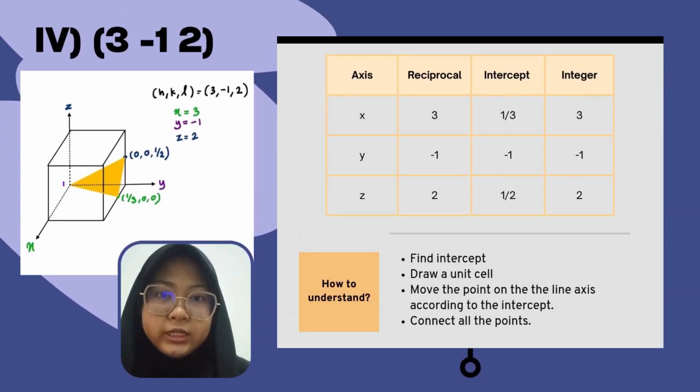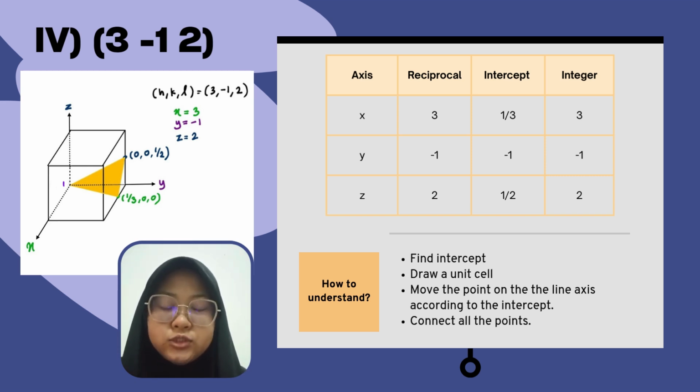Okay, we're going to look into how to visualize a point in 3D space using intercepts. First, we have the point 3, -1, 2, which tells us how far to move along each axis: 3 units on the x-axis, -1 unit on the y-axis, and 2 units on the z-axis. To draw this on the graph, we find the intercepts, which is where the plane crosses each axis. So we have 1/3 on the x-axis, -1 on the y-axis, and 1/2 on the z-axis.